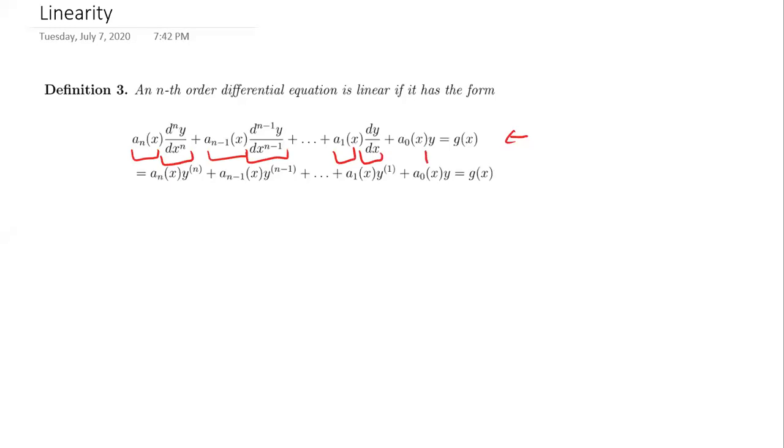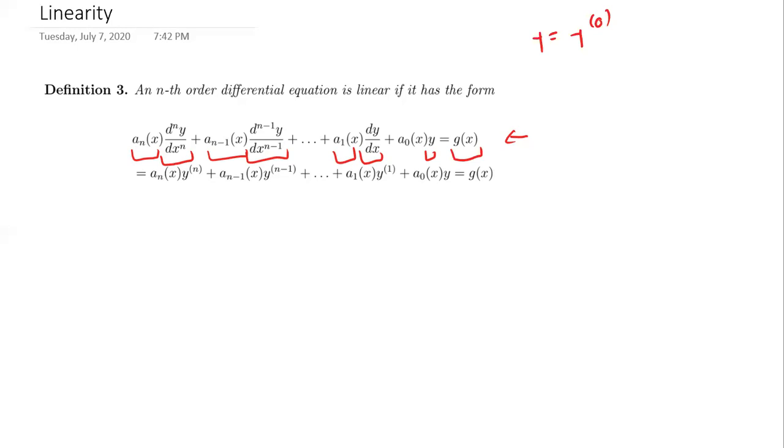I mentioned that y, you can think of it as a derivative as well, specifically the 0th derivative, y to the 0. And then finally, anything that doesn't have y's should have only the independent variable or constants. And that's what g of x means. That means there's no y's involved.